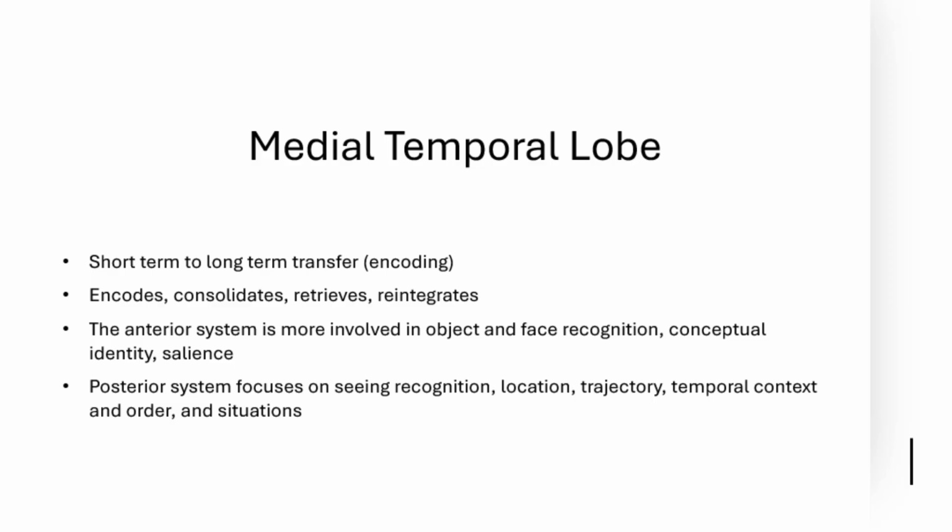The medial temporal lobe is another structure associated with memory. It encompasses many of the specific areas we have already discussed, such as the hippocampus and the amygdala. Working together, they play an integral part in memory and emotion. For example, it's associated with short-term to long-term transfer, otherwise known as encoding. It encodes, consolidates, retrieves, and reintegrates facts.